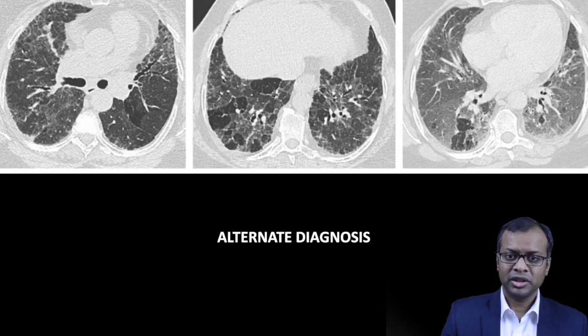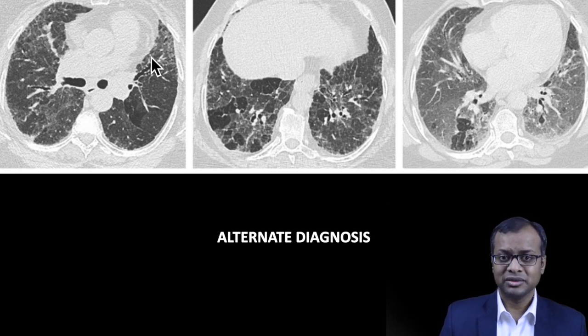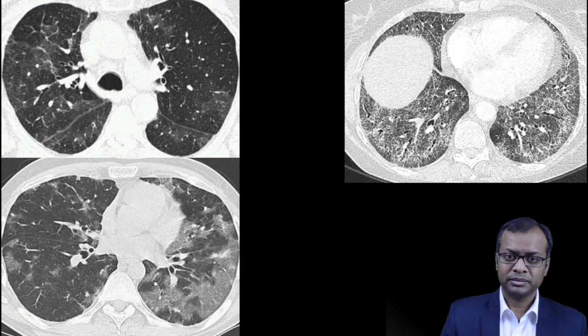The last group is an easier group to define. When you start seeing mosaic attenuation, large areas of air trapping, or extensive ground glass, then you know that this is an alternative diagnosis and not that of UIP. Another example you can see here, extensive ground glass change in this patient. This again puts you straight away into an alternative diagnosis. These were patients of NSIP or CTD associated ILD.